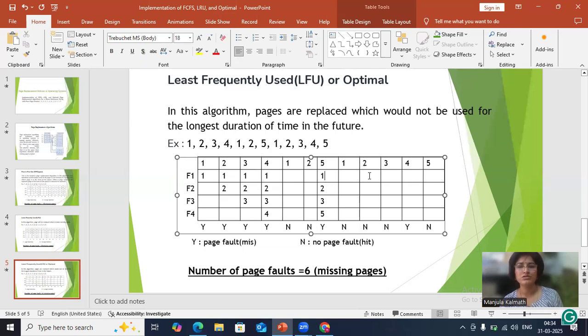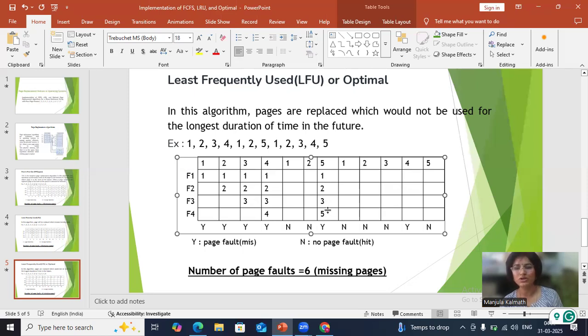Then the next one, 2, is already available, no page fault. 3 is already available, no page fault at all. Then next we come to 4. So 4 is not there in the main memory, and we have to replace one of the pages. In order to replace, once again, we see which is not used for a long time. Here 5 is used next after 4, and the rest of the pages are not being used. Any page can be replaced here, excluding 5. So 5 cannot be replaced with 4.